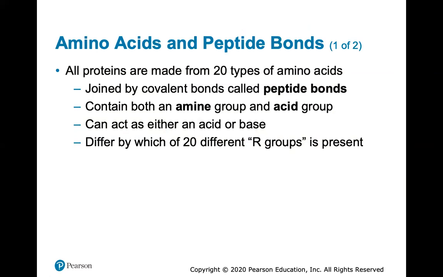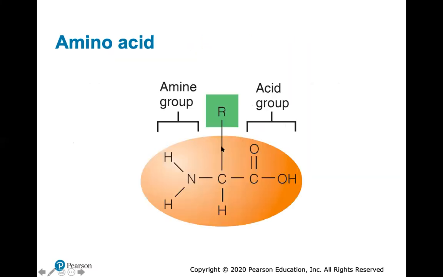So proteins are made of amino acids, and you have 20 types of amino acids in your body. And proteins are just made by different rearrangements and combinations of those 20 types of amino acids. These amino acids are joined by what we call peptide bonds, and they contain an amine group and an acid group, so they can act as an acid or a base, and they differ by which of 20 different R groups is present. So what that just means is that each amino acid takes on this structure.